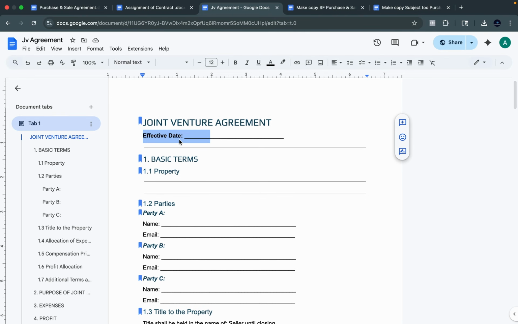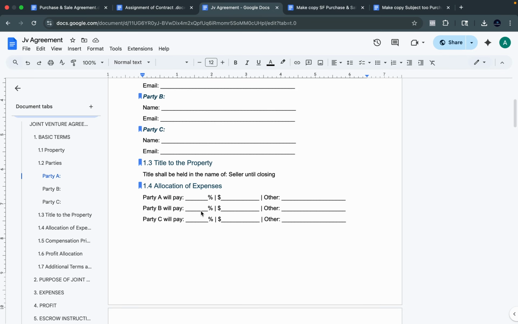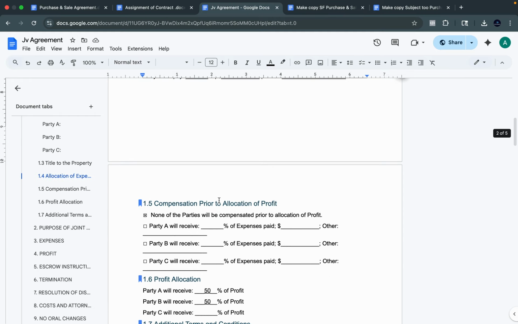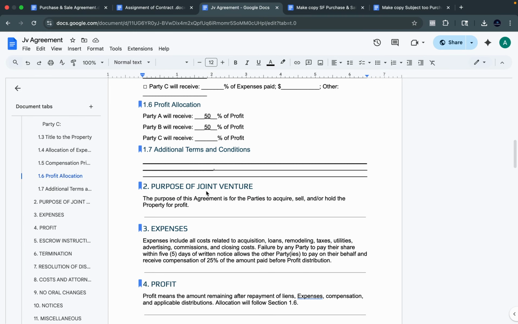Put in the date that it's supposed to be signed, the property address, the parties, and the allocation of expense. If you guys are putting money into the deal, say how much you're putting in and what percent from each party, and then profit. Obviously, if it's a 50-50, you put that there, 60-40, vice versa, whatever the case may be. And then along with additional terms and conditions, right?